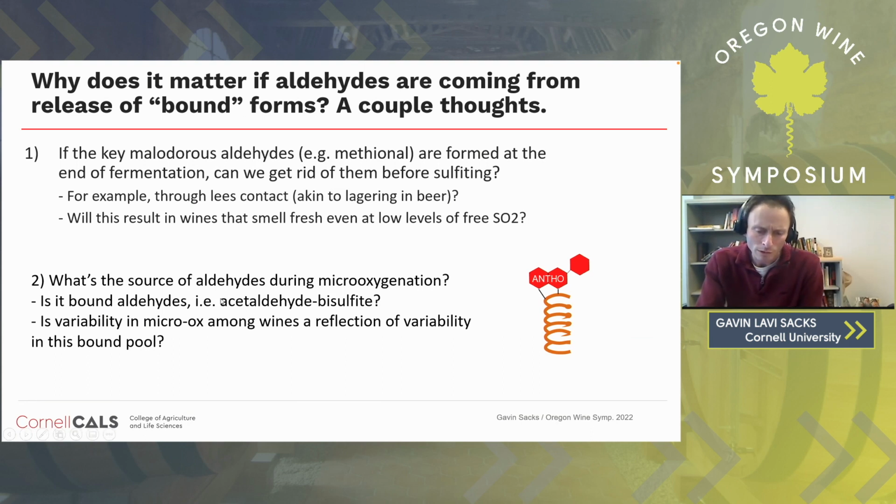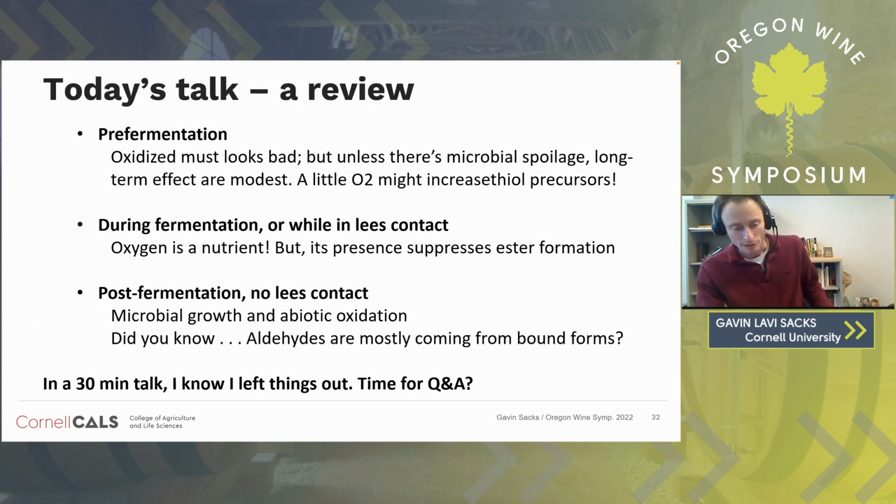Another is, during microoxygenation, we thought we were making acetaldehyde de novo. Is it that we're releasing it from bound forms? Perhaps that's what's going on instead. And could this help explain some of the variability that we're seeing during microox? Okay, so as a quick review, pre-fermentation versus during fermentation versus post-fermentation, all of these are going to lead to different outcomes. And I appreciate your time, and hopefully we'll have some time for some questions. Thanks.